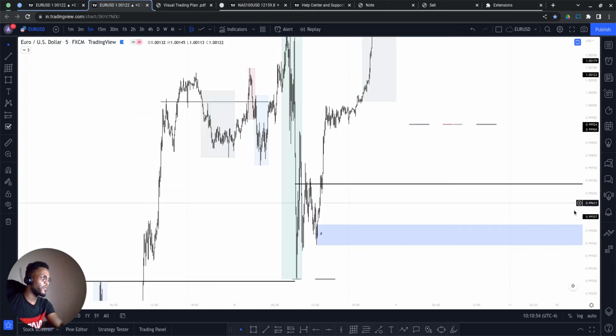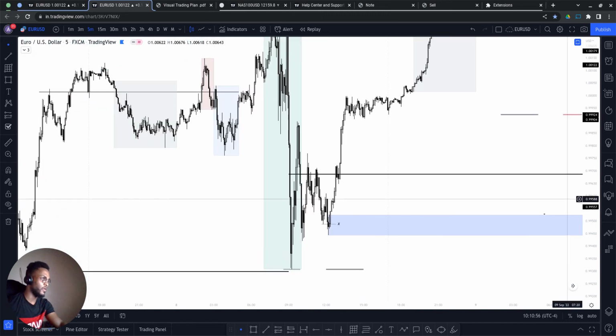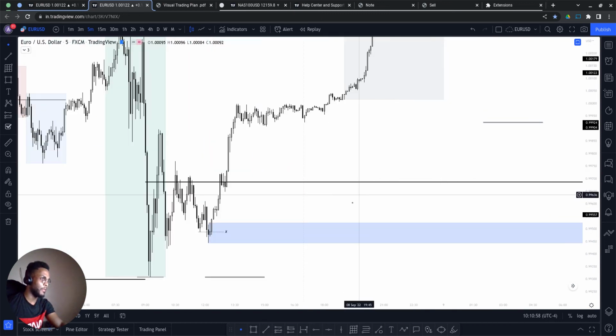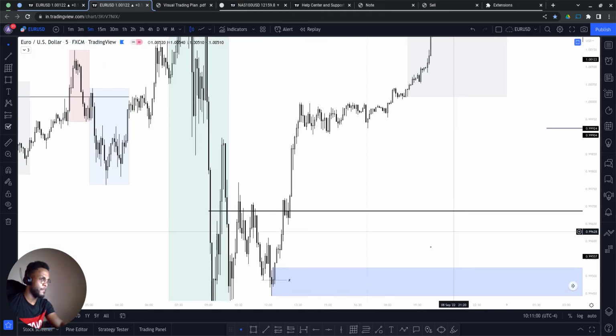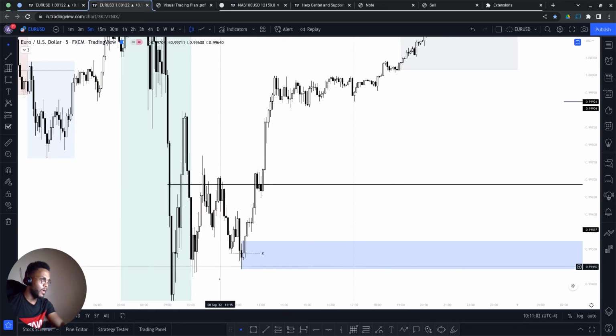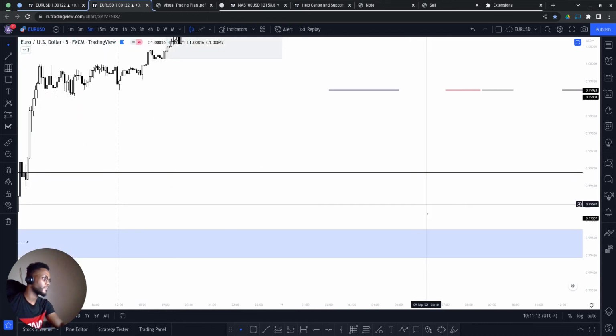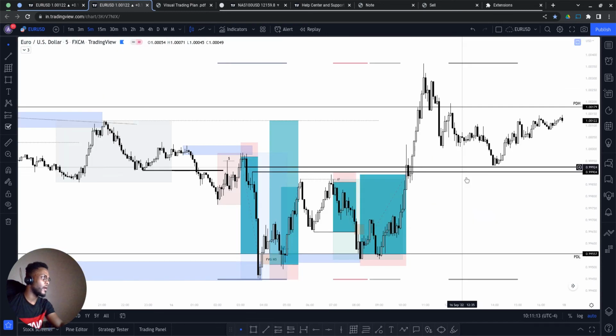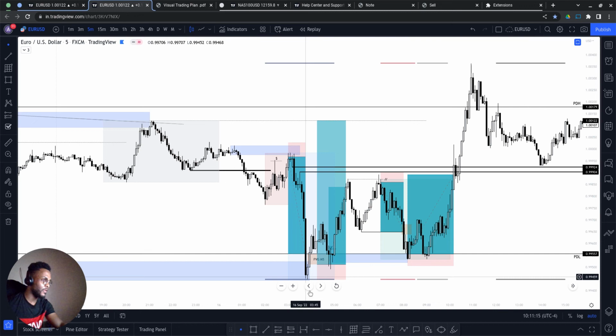So I always look for POIs above and below liquidity. That's where I get my trades from most of the time. So what happened here? There is a stop hunt, a break, you have imbalance, you have a beautiful candle here. And that could be your POI.